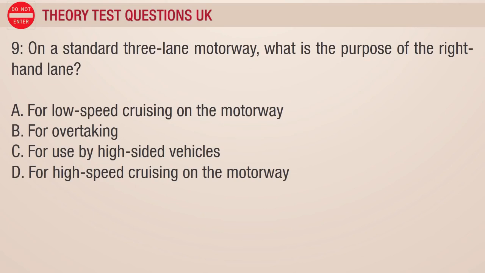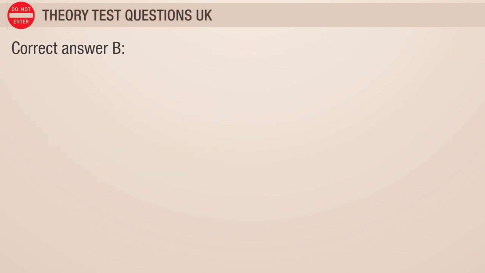Question 9. On a standard 3-lane motorway, what is the purpose of the right-hand lane? A. For low-speed cruising on the motorway. B. For overtaking. C. For use by high-sided vehicles. D. For high-speed cruising on the motorway. Correct answer B.